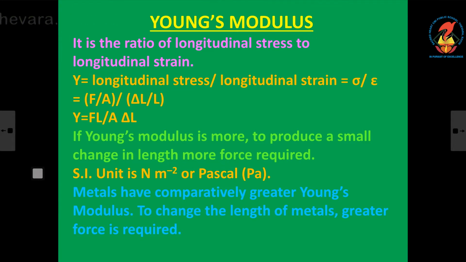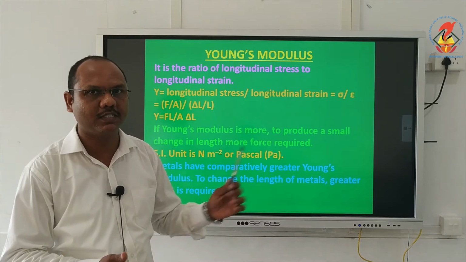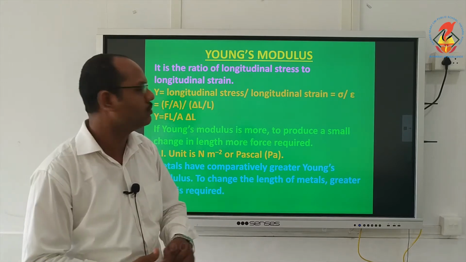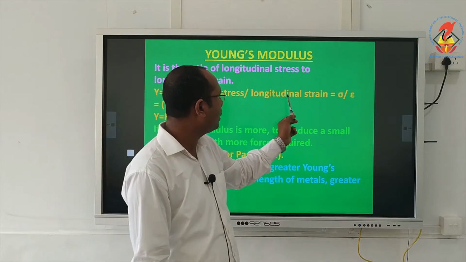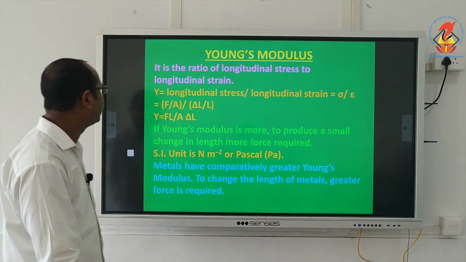And listen here, I can denote longitudinal stress as sigma and longitudinal strain as the letter epsilon. So sigma by epsilon. If you want, you use this representation, otherwise you can just omit it. Since it is written in different textbooks, I have put that also for your information. Longitudinal stress is sigma, longitudinal strain is written as epsilon. Both of them are Greek letters.